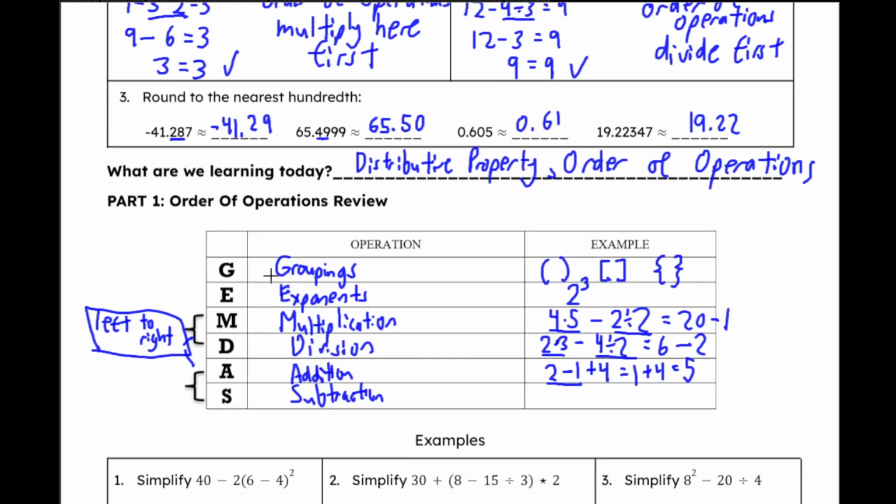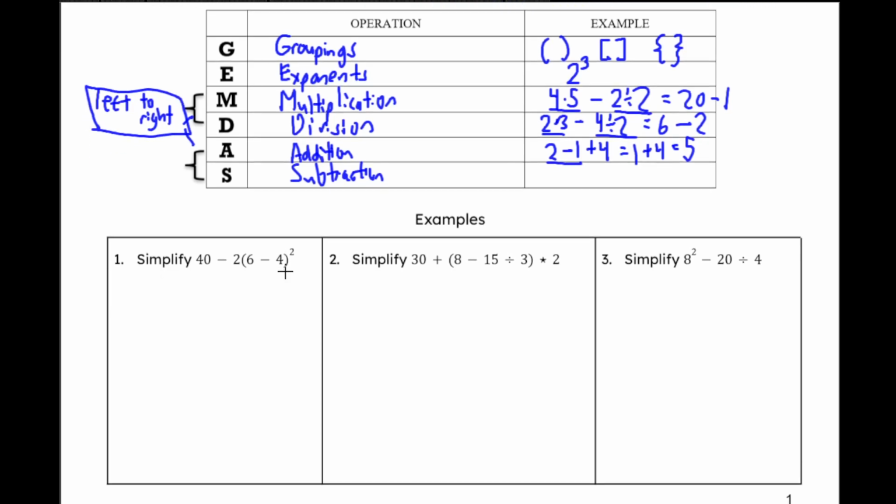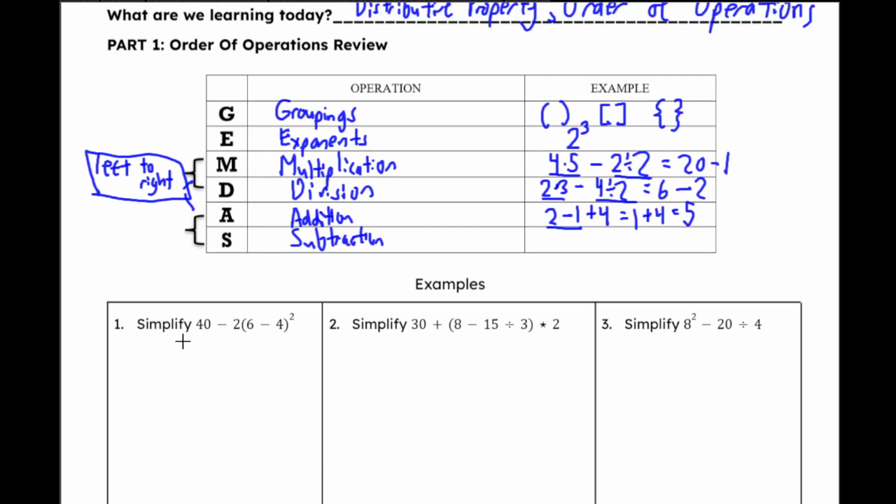So what we're going to do now is look at a few examples. Simplify 40 minus 2 times parentheses 6 minus 4 parentheses squared. Now we look through GEMDAS, right? Start with the G, groupings. Do we see any parentheses, square brackets, or curly brackets? Yes, we do. So that's the first thing that we should do, the parentheses. So you can rewrite this as 40 minus 2 times 6 minus 4, that's a 2, squared.